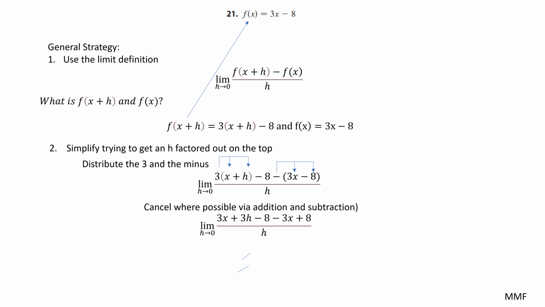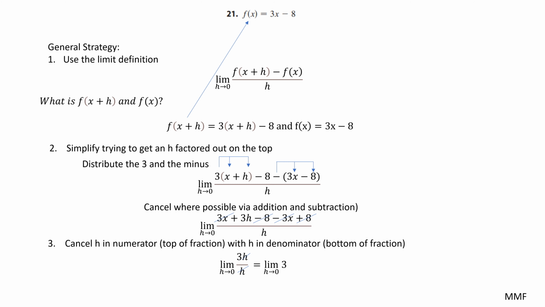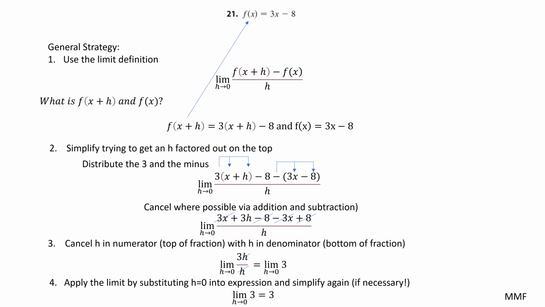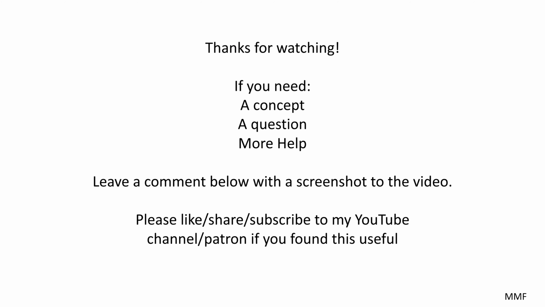So as it says, cancel where possible, right? We see that the plus 8 and the minus 8 are going to cancel, the plus 3x and the minus 3x are going to cancel, and all you're going to be left with is 3h over h. The h's cancel off, and then you just have a limit of 3. If you try to substitute 0 directly in for all the h's, well, there's no h's left, so you just get 3. And that's how you solve the problem.